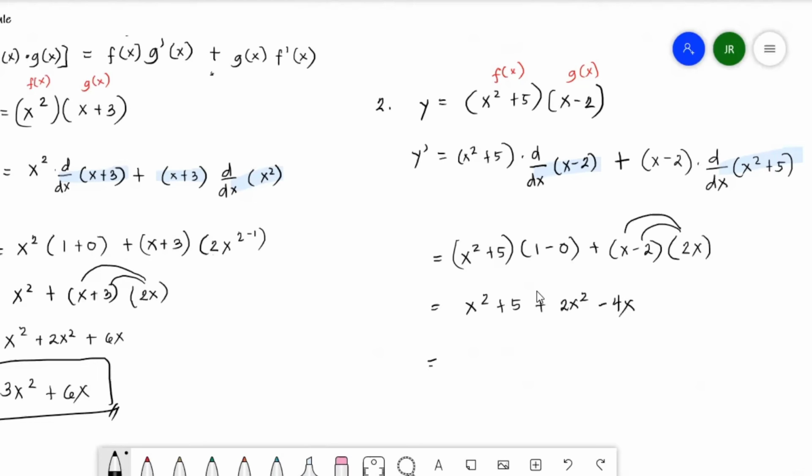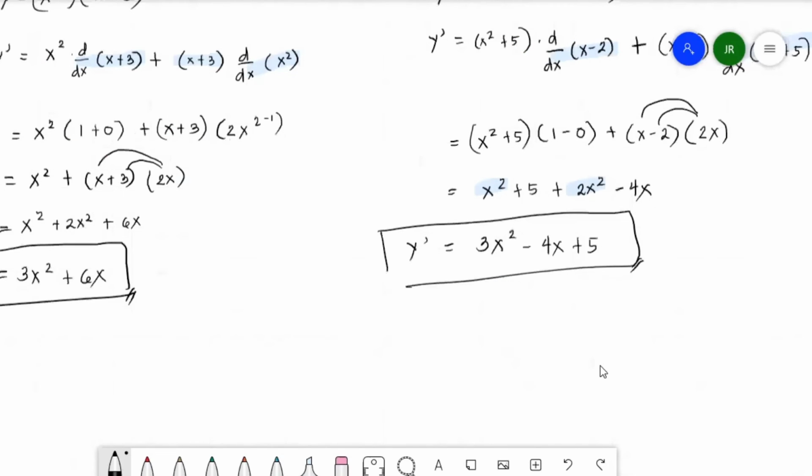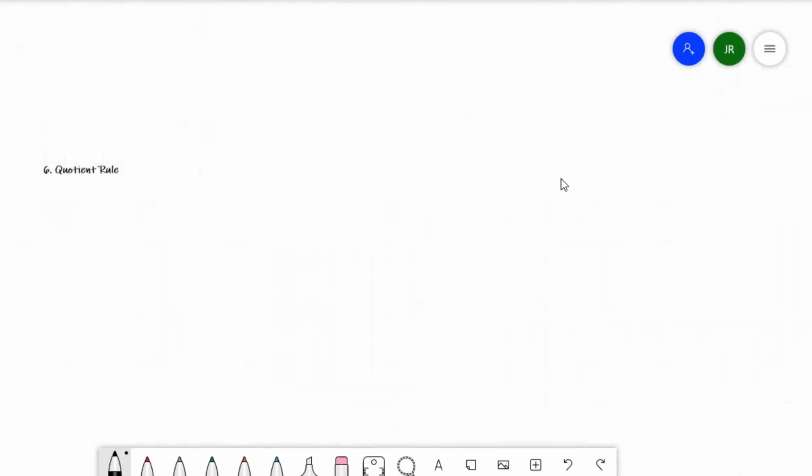Okay, and that is equal to, combining like terms, i-check kung merong pwedeng i-combine. So we can combine x squared and 2x squared. So x squared plus 2x squared is equal to 3x squared. Okay, then minus 4x plus 5. So this is the derivative of the function. Okay, so that is for the product rule. And then the last one, we have the quotient rule.